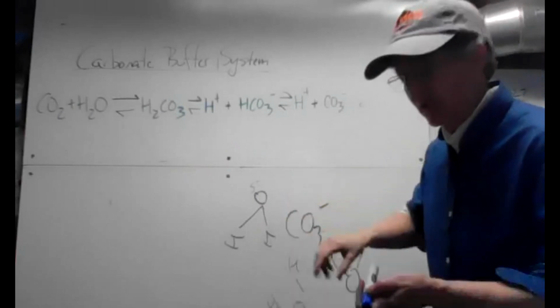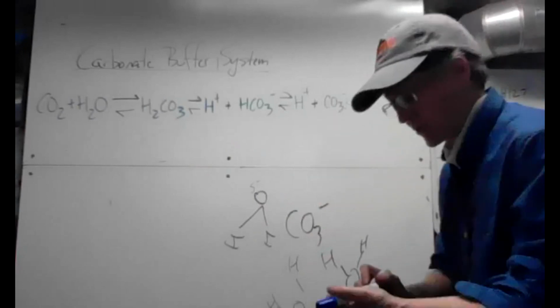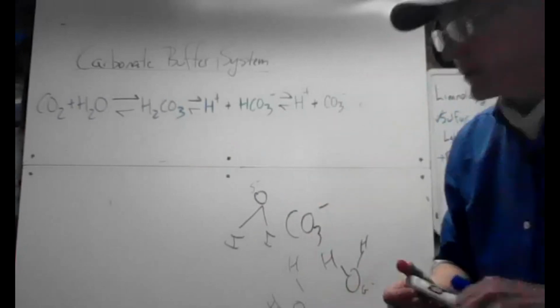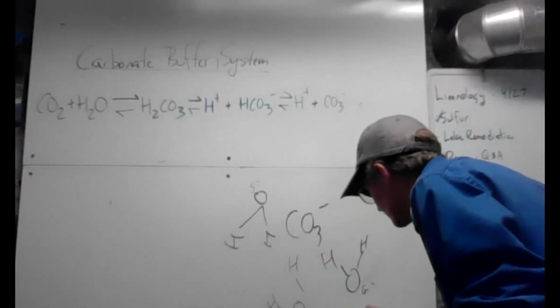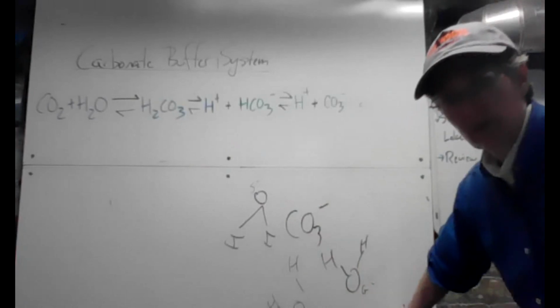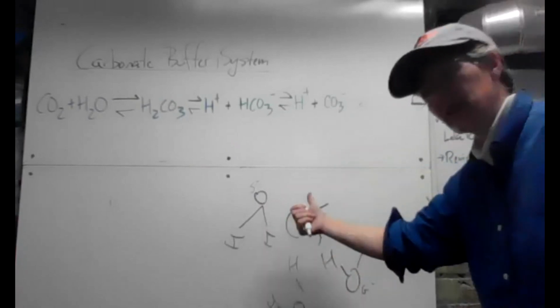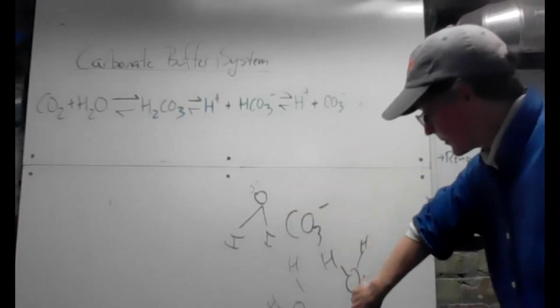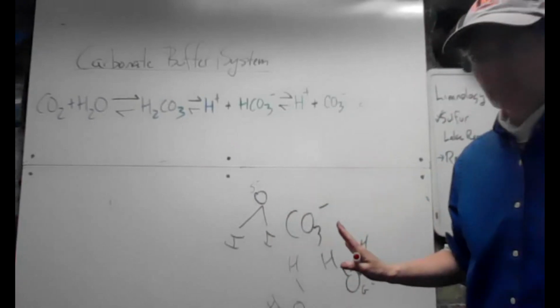Now you could keep this in solution if you had something like a positively charged ion, like sodium. Here's some sodium over here. Sodium is positively charged, so it's going to work out perfectly. All of these water molecules that are facing this way have their negative ends, and they could be facing sodiums, and then everybody's happy.